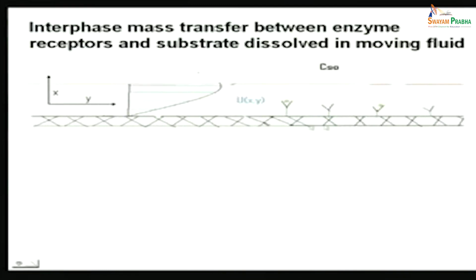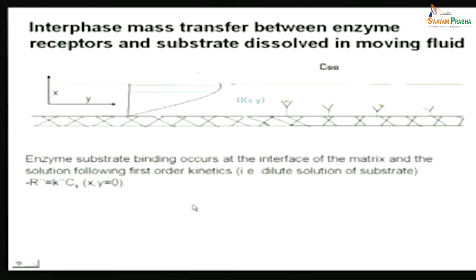So, if you look at this picture over here, this is now the matrix, the one with the cross signs over here, this is the matrix of the enzyme on which the enzyme is attached covalently. So, these are the receptors and these are the enzymes, and the fluid that you have is flowing in this direction, and you have the x and the y coordinates. Okay. So, what is happening here is that the enzyme substrate binding at the interface of the matrix and the solution obeys first order. As I said, that is again an asymptote of the whole problem.